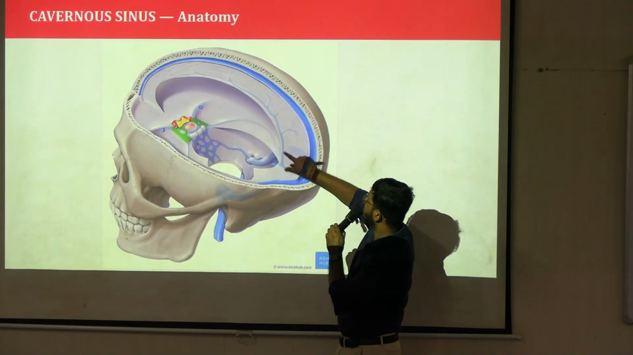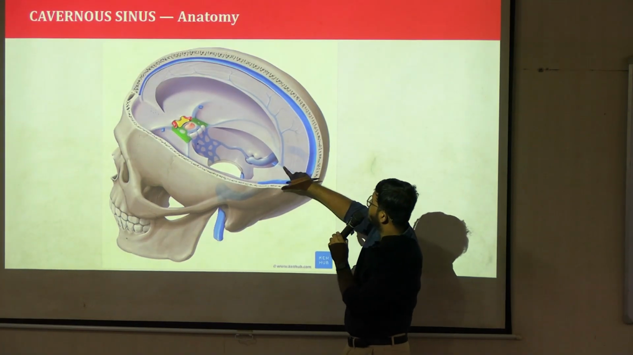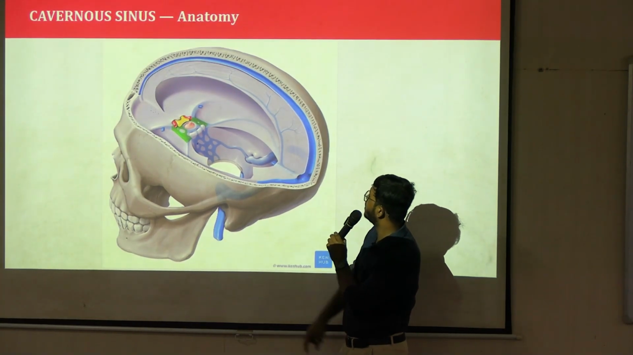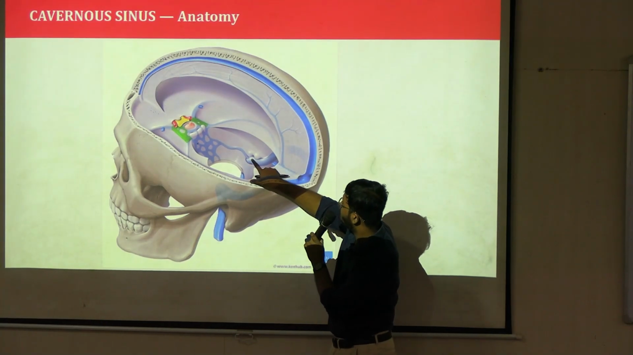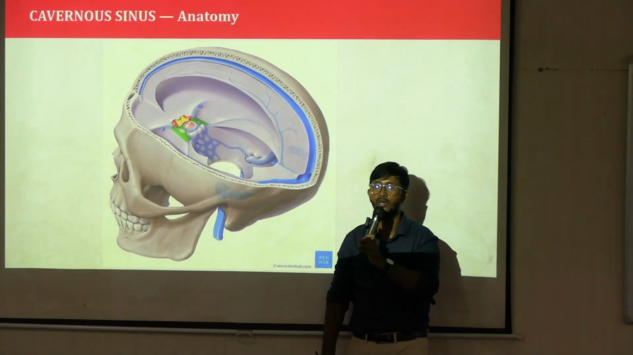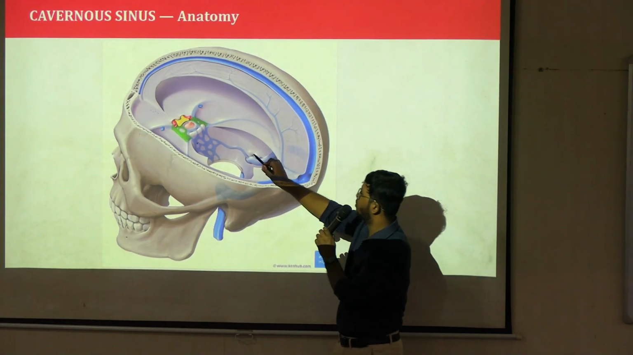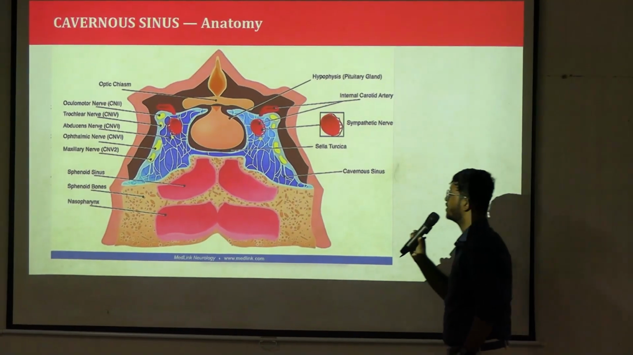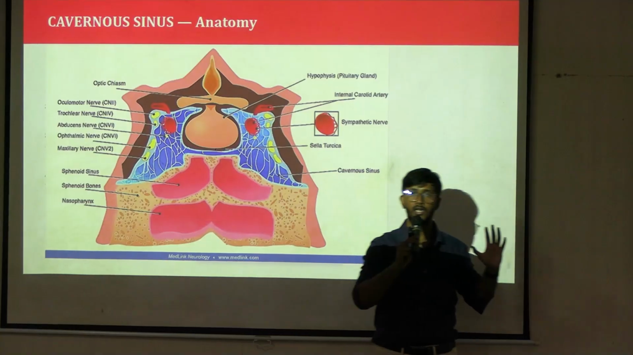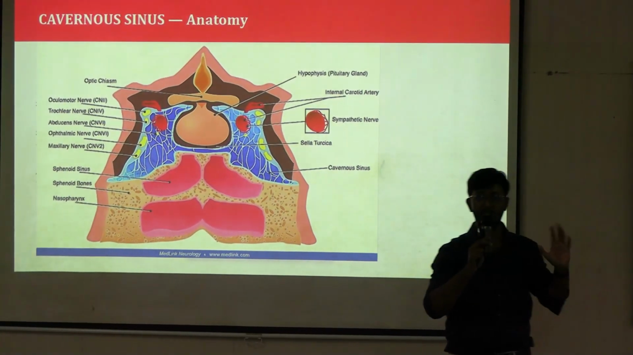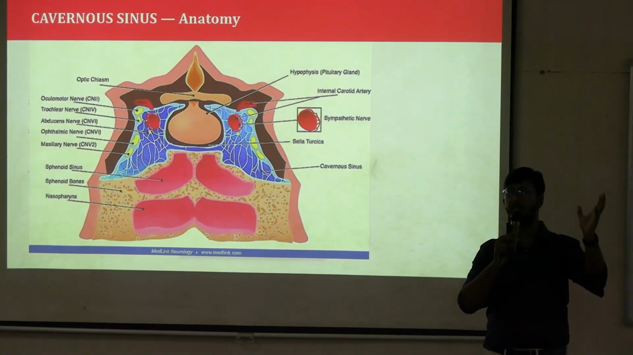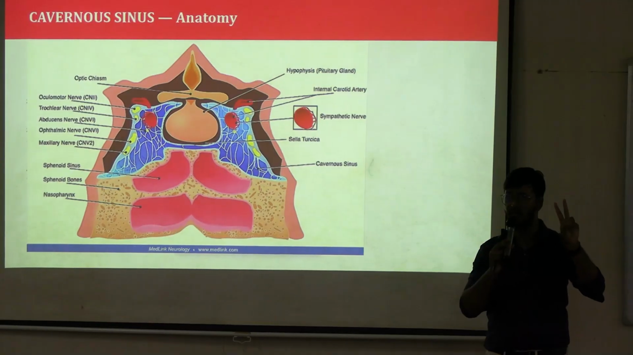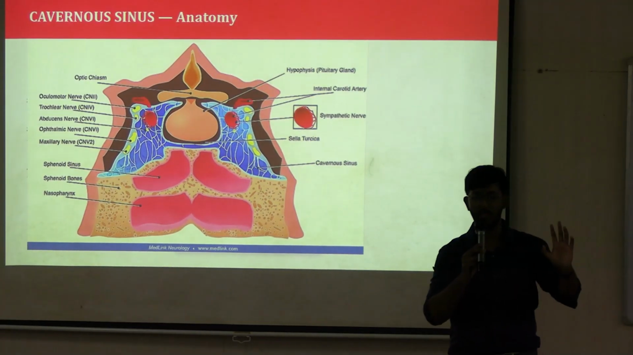This is your transverse sinus, straight sinus, sigmoid sinus. This is the sigmoid sinus finally draining into the internal jugular vein. So this is the jugular foramen. Now see the cavernous sinus properly. All this blue structure is forming the cavernous sinus, and you can see one cavernous sinus on each side. So there are two cavernous sinuses, located in pairs.